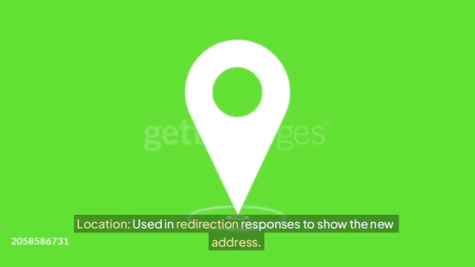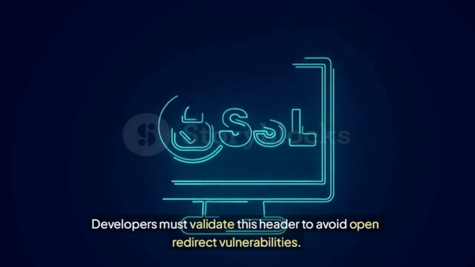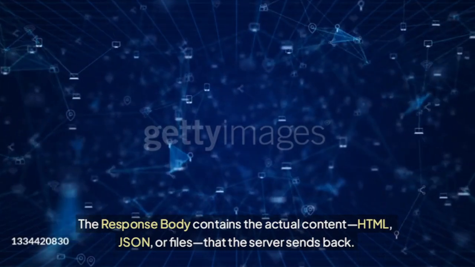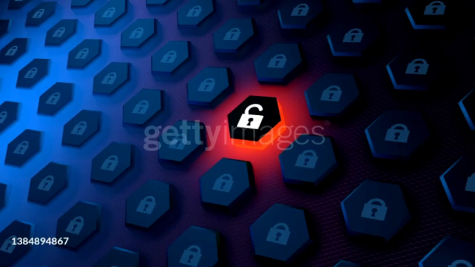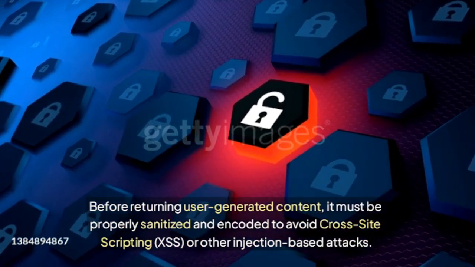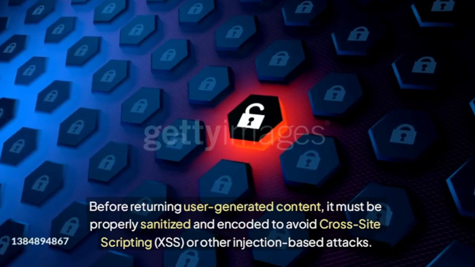Location, used in redirection responses to show the new address. Developers must validate this header to avoid open redirect vulnerabilities. The response body contains the actual content, HTML, JSON, or files, that the server sends back. Before returning user-generated content, it must be properly sanitized and encoded to avoid cross-site scripting, XSS, or other injection-based attacks.